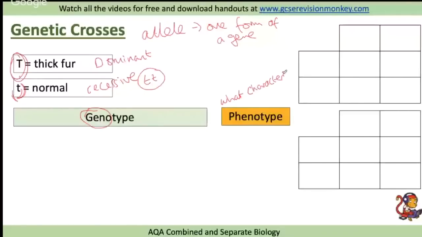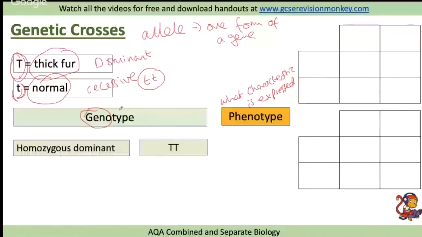So this means it's going to be a word to describe it. In this case, our characteristics are thick fur or normal. In your exam, you could be talking about blue eyes or brown eyes. You could be talking about red hair or black hair. That's your phenotype. So let's have a look for this one.